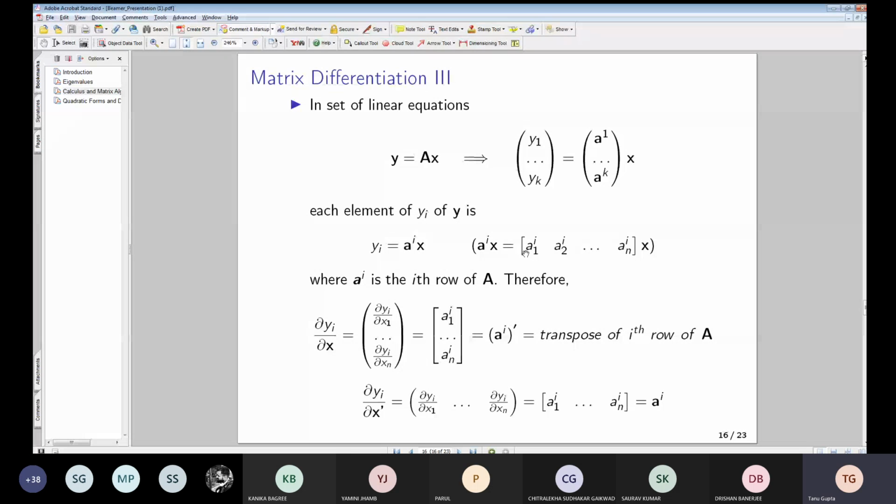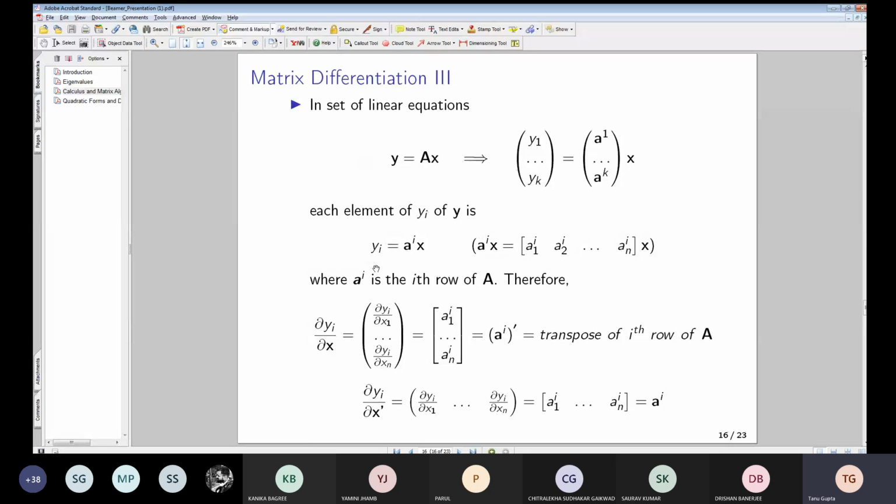Ai x means ai1, ai2, ain, a row vector, multiplied by this column vector. What will we get? We'll get the summation of aij xj, an equation. This is clear. So Ai is the ith row of A. Now we have to find the derivative for this system of equations.